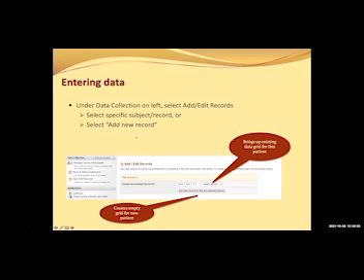For entering data, go to Add and Edit Records right here on the left under Data Collection. On this page, you can either select existing records to edit, if you already have some records in your database, by clicking Select Records on this drop-down menu and selecting whichever subjects you want to edit. If you want to add new records, simply click on the New Record button right here.